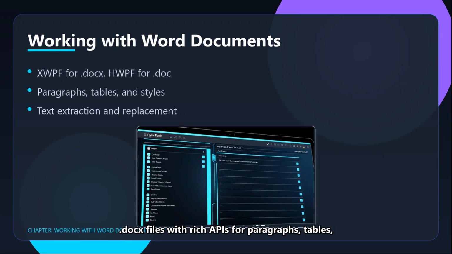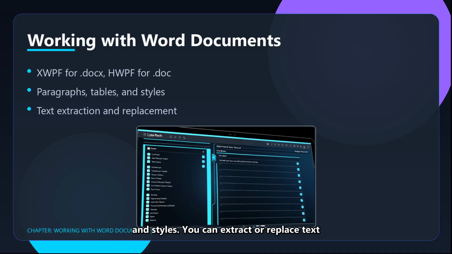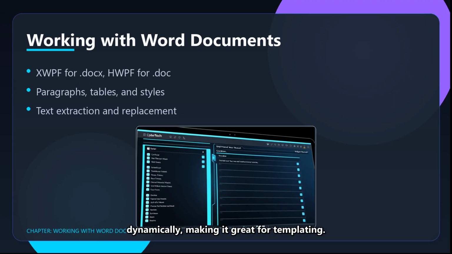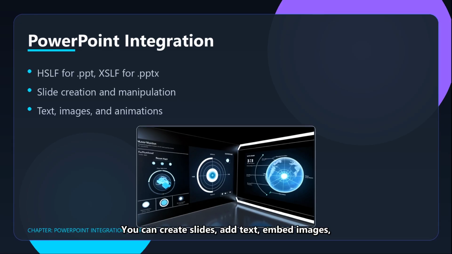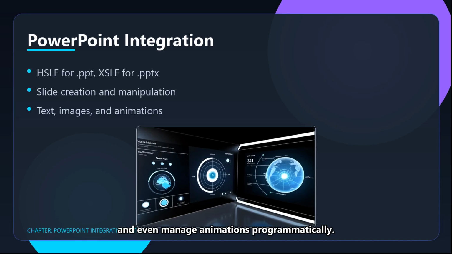Apache POI also supports Word documents. XWPF handles .docx files with rich APIs for paragraphs, tables, and styles. You can extract or replace text dynamically, making it great for templating. PowerPoint files are supported through HSLF and XSLF. You can create slides, add text, embed images, and even manage animations programmatically.